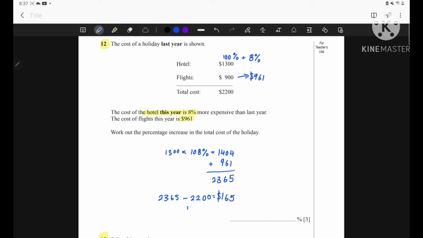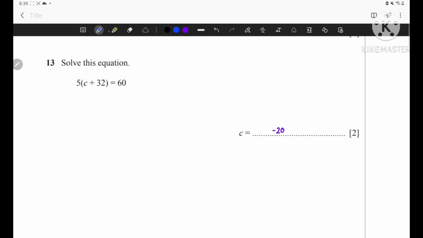$165. Now we just have to convert that into a percentage, and we will have the answer of 7.5%.